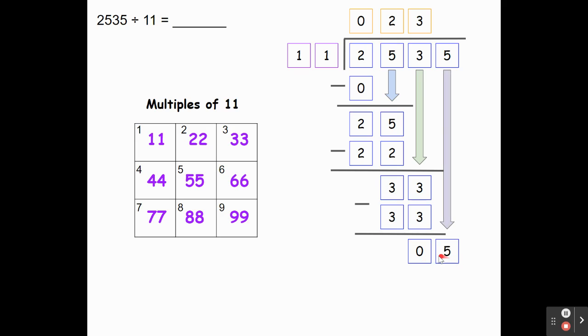So we have 5 ones to share. Well, if we look at our multiples of 11, the first multiple is already too big. We don't have 11 ones to share. So that means we're going to place 0 ones into each group. So if we're giving each group 0 ones, that means we're sharing a total of 0 ones altogether. So when we subtract 5 ones minus 0 ones that we're sharing, we still have 5 ones left over. Since there are no other digits to bring down, our remainder is going to be 5. So the quotient, or answer, is 230, remainder 5.